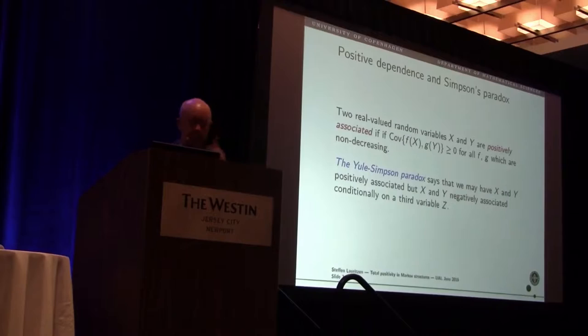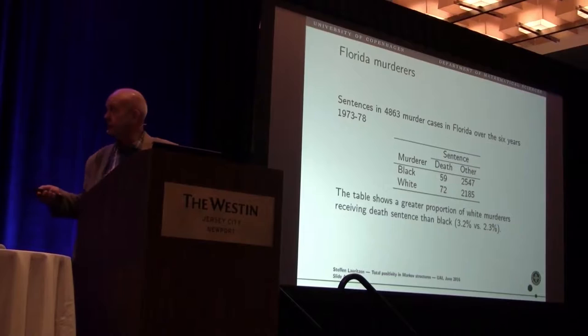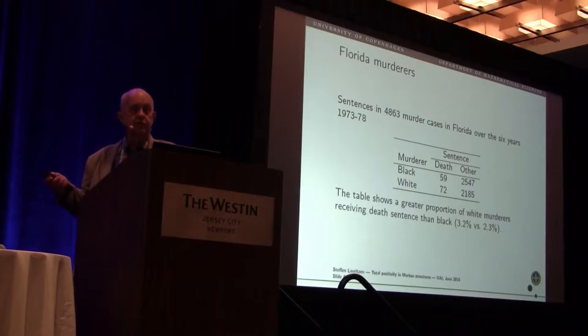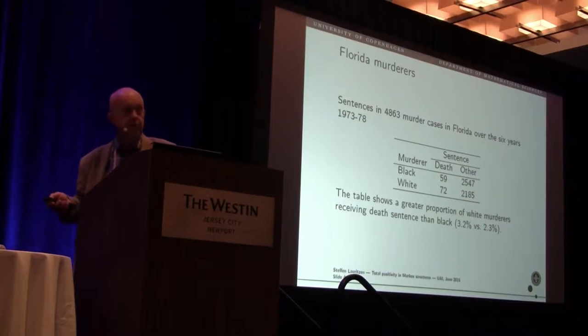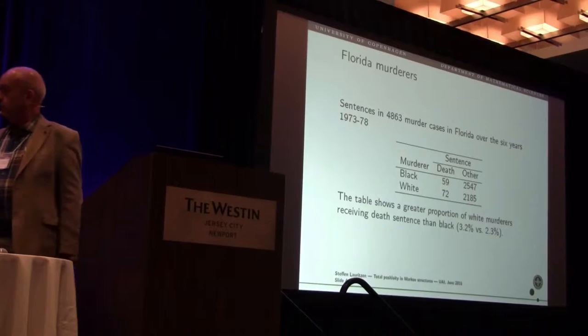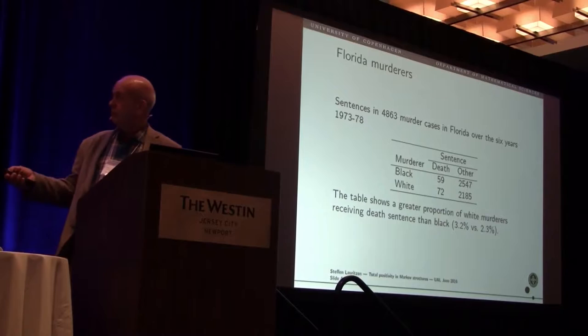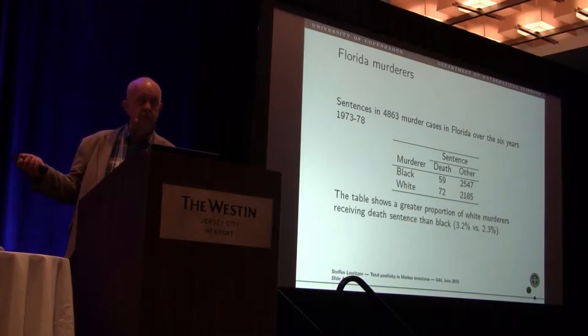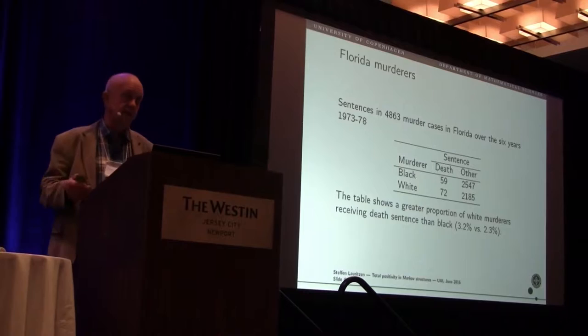So here's a classic, a very old example of murder cases in Florida, where the question is whether there is any association between the race, the ethnicity if you like, of the murderer and the sentence. These are all murderers that have been in court in Florida. There are 4,863 murder cases in the 5-year period, which is quite a lot.